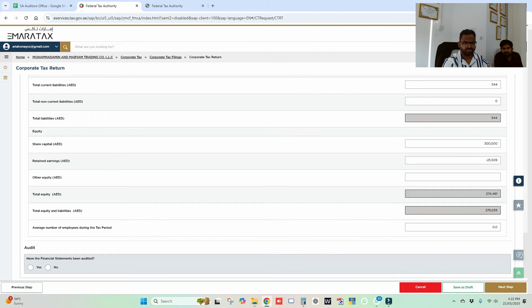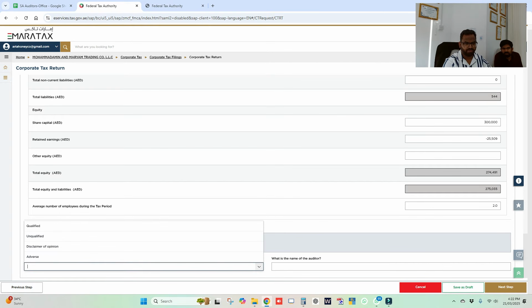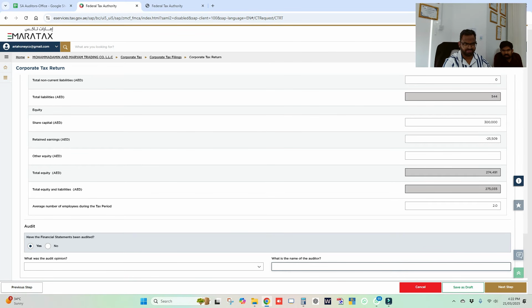How many employees they had during the period? 2 employees. Okay, has the financial statement been audited? No, in that case no. If yes, you might have to select the audit opinion. What is the audit opinion? There are four kinds of audit opinions. Then you have to put the name of the auditor as well.